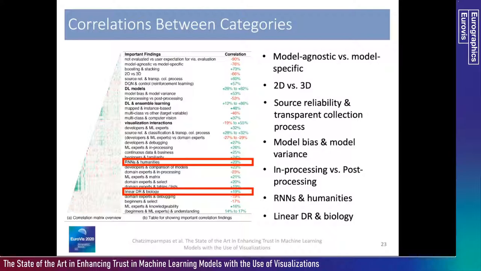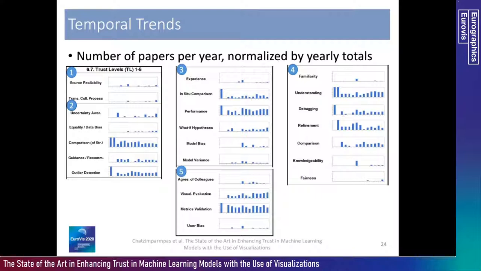This is the information about each category's count of corresponding techniques over time. The values are normalized by the total count of techniques for each respective year between 2007 and 2020. Comparison of structures and outlier detection are the first subjects covered by research, and then guidance and recommendations steadily increased over time. In situ comparison of structures inside the models and what-if hypotheses are newer trends than the visualization of performance, which was much more common in the early years.